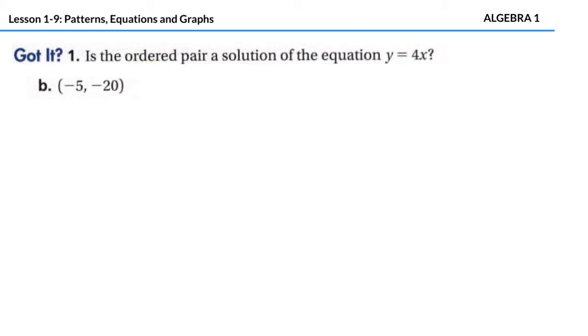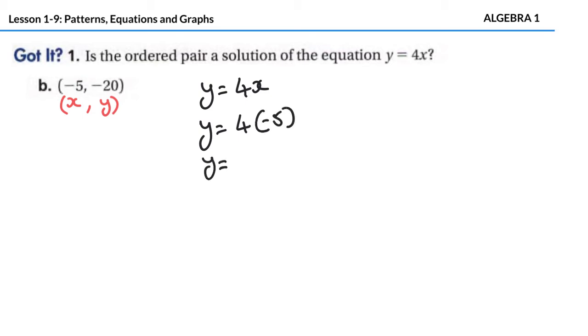Now, is (-5, -20) a solution of this equation? Let's check it out. This is the value of x and this is the value of y. So we have the equation y is equal to 4x. So let's plug the value of x into the equation. So y is equal to 4 times negative 5 and y is equal to negative 20. Bravo, we got y as the same value. So this is a solution of the equation. Great. Let's try a few more.